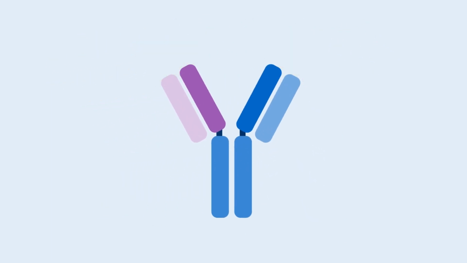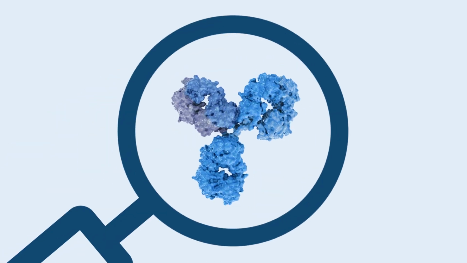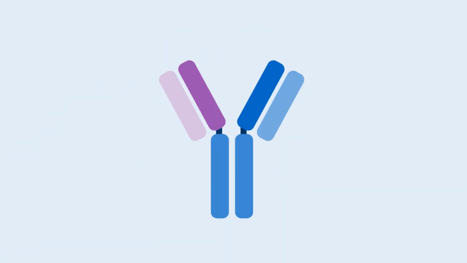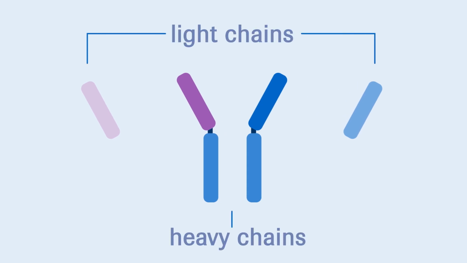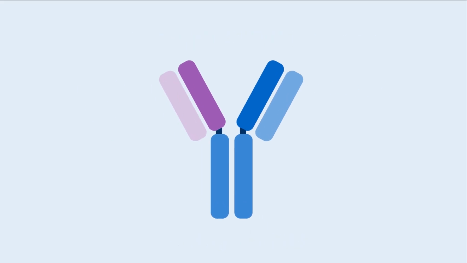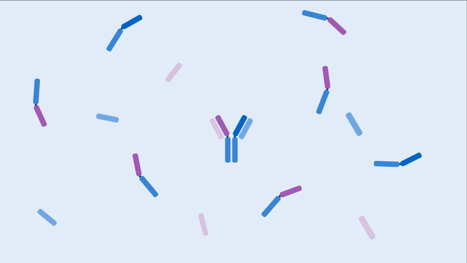Producing so-called bispecific antibodies demands protein engineering to ensure that the four chains, two heavy and two light chains, that make up every antibody are correctly assembled. In earlier days, purification after production was difficult and led to very low yields of the desired antibody.